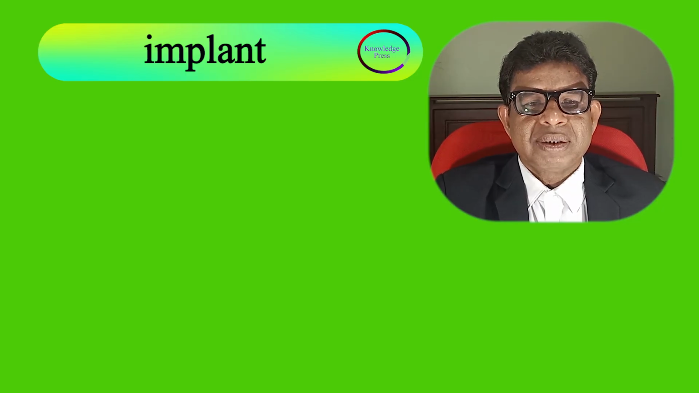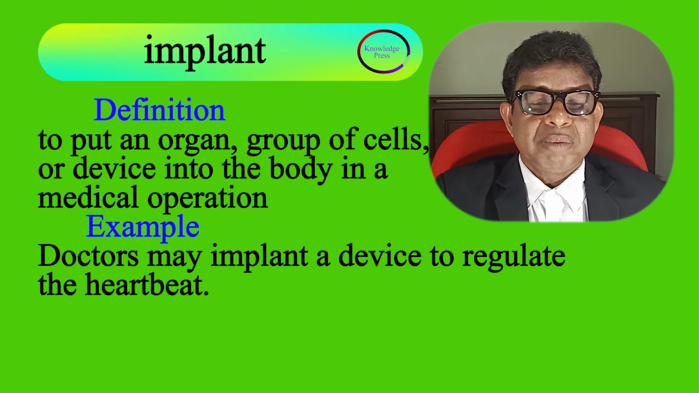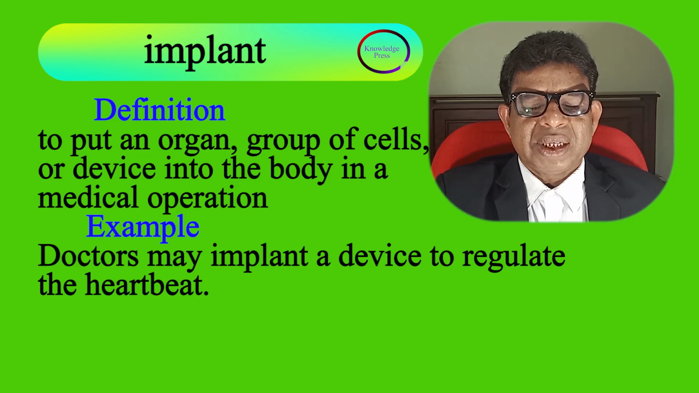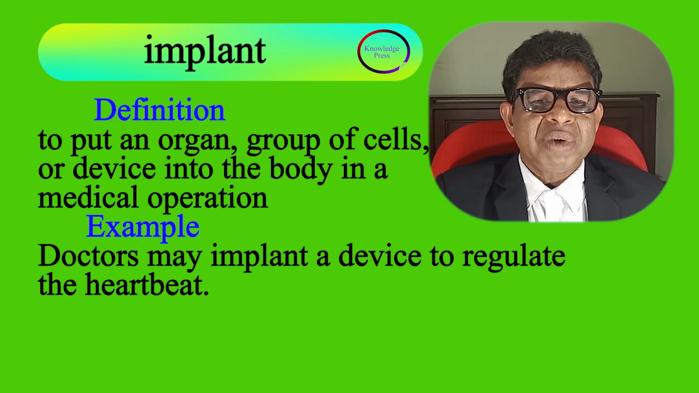Implant. Definition: to put an organ, group of cells, or device into the body in a medical operation. Example: doctors may implant a device to regulate the heartbeat.